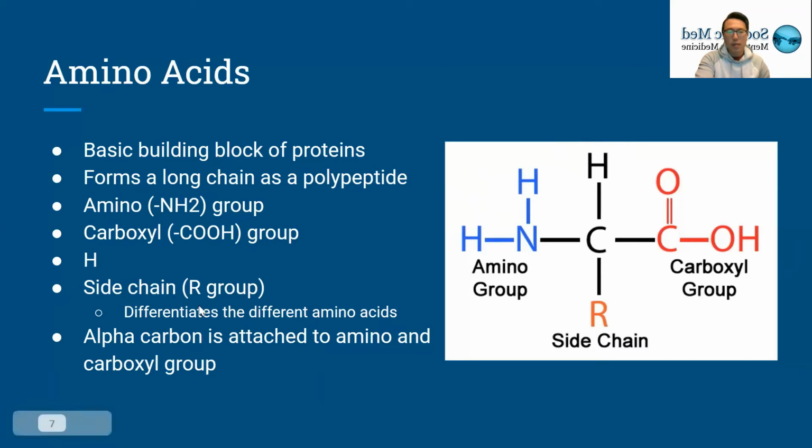And then finally, the side chain, otherwise known as the R group, that's the group that's different in the amino acids. So depending on which R group you have, this will create a different amino acid. And you can recognize the different amino acids by the different side chains attached to it. And then this carbon in the middle that's bonded to these four groups is known as the alpha carbon.